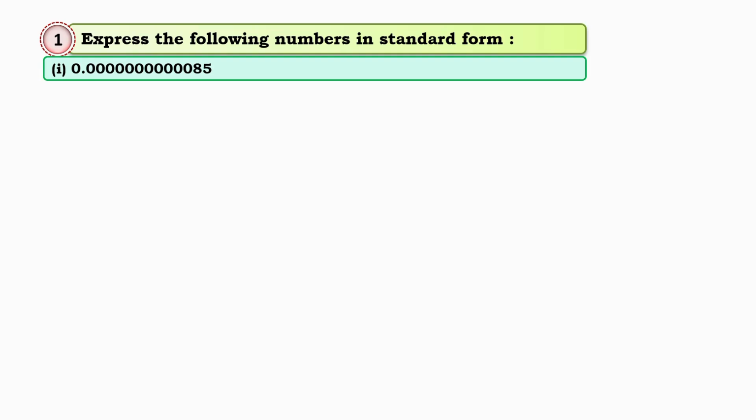First we need to understand what is the meaning of standard form. Standard form means that before the decimal point there will be only one digit. The digit can be any digit from 1 to 9. So we have to make this number in that form. So let us take a look how we are going to do the standard form.